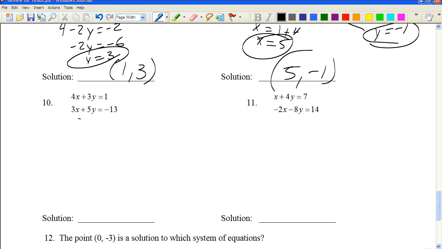This one isn't set up for anything, so I'm going to do elimination. The first one I'm going to multiply by negative 3, or just 3. And then the second one I'm going to multiply by negative 4. I'm going to switch those two guys. I'm going to get rid of the x's. Do you have to get rid of the x's? No, I just kind of feel like that. It's the way I want to do it.